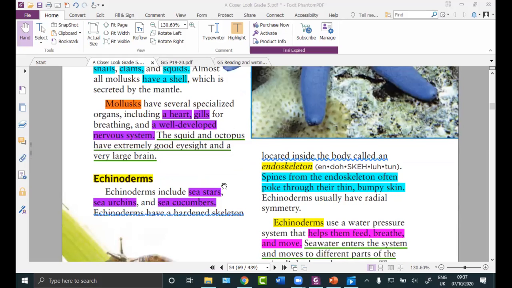Okay. How do I spell this? Echinoderms. Echinoderms include sea stars, sea urchins, and sea cucumbers. Mister, can you please move? I want to highlight. Echinoderms have a skeleton located inside the body called an endoskeleton.